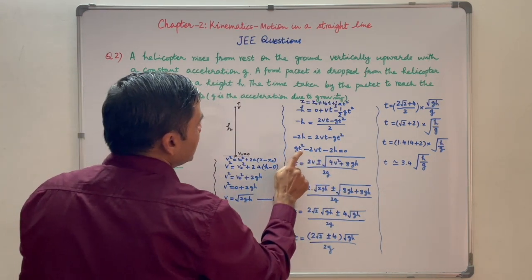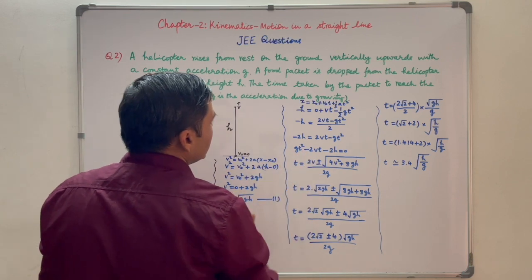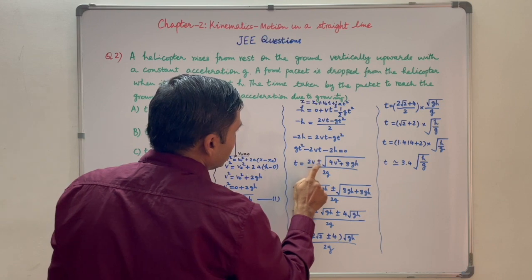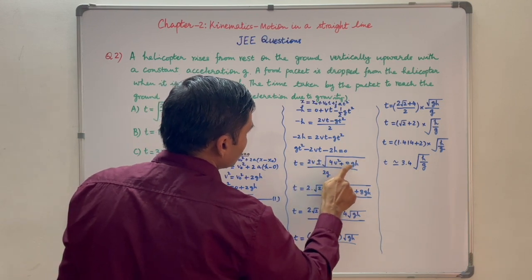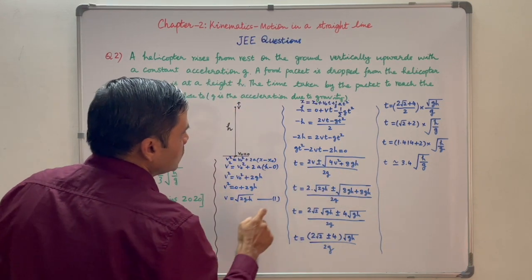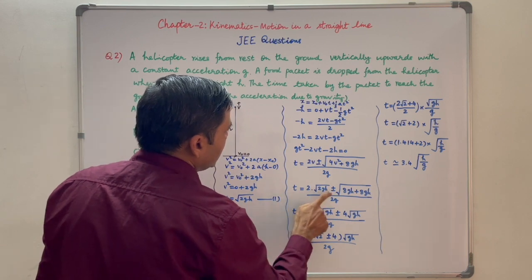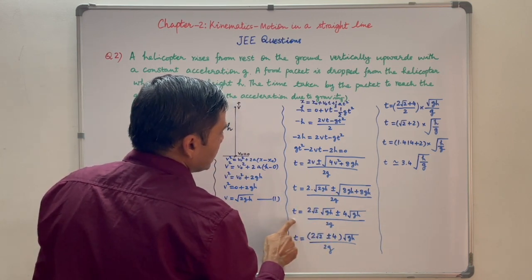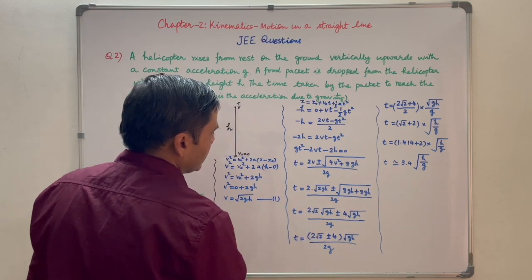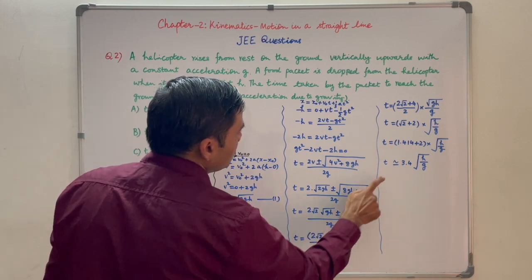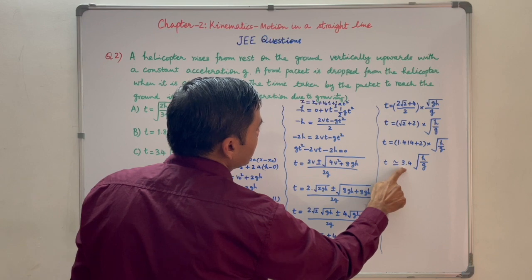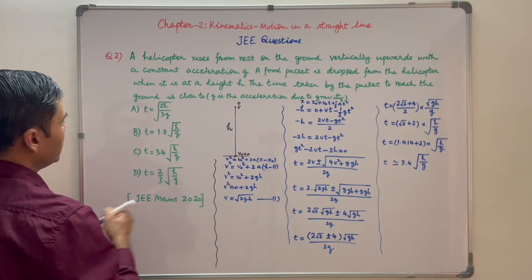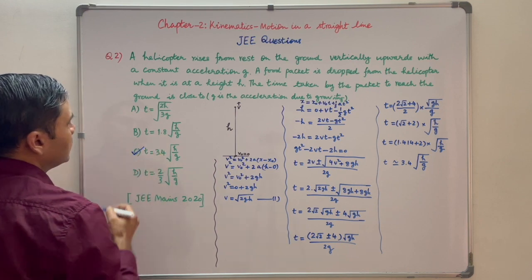So we will get a quadratic in t. So the value of t will be given by minus b plus minus under root b square minus 4ac upon 2a. So we will get two values of t. Negative we cannot take because the time calculated will be negative in that case. So t comes out to be approximately 3.4 under root h by g. So the correct option is option C.